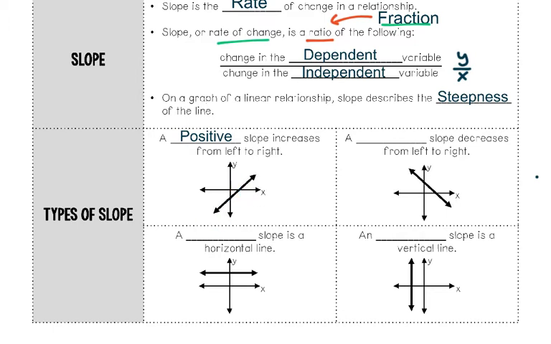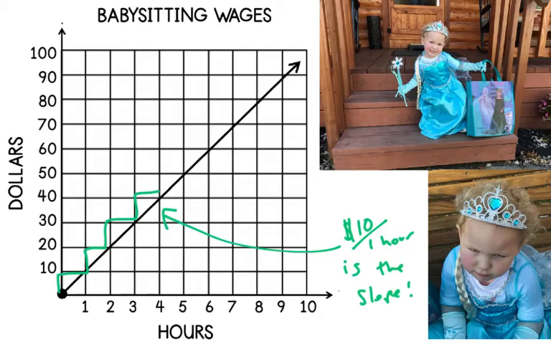It's going up. So when I move along the line, starting on the left and moving to the right, the line is going up. That means it's a positive slope. It's increasing. This graph for babysitting wages has a positive slope. That means that this line is increasing. It's going up. You get more dollars for each hour that you work. As the dollars increase, the hours increase, and vice versa.